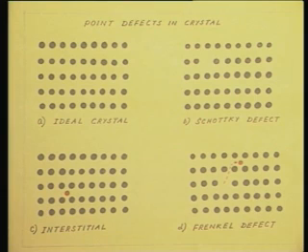Then I may have another type of defect, which is called an interstitial. I have again a regular array of atoms with spaces in between. Where are these spaces located? Let us look at this model.